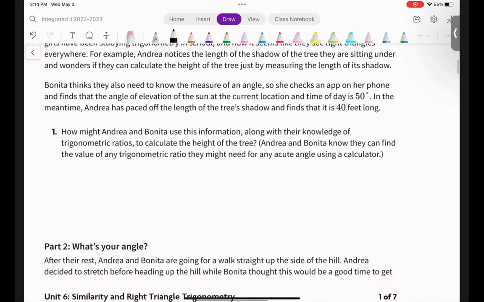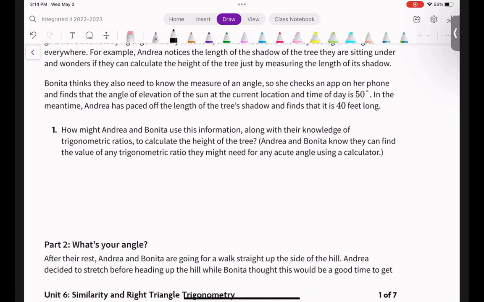Bonita thinks that they also need to know the measure of an angle, so she checks an app on her phone and finds that the angle of elevation of the sun at the current location and time of day is 50 degrees. In the meantime, Andrea has paced off the length of the tree's shadow and finds that it is 40 feet long.